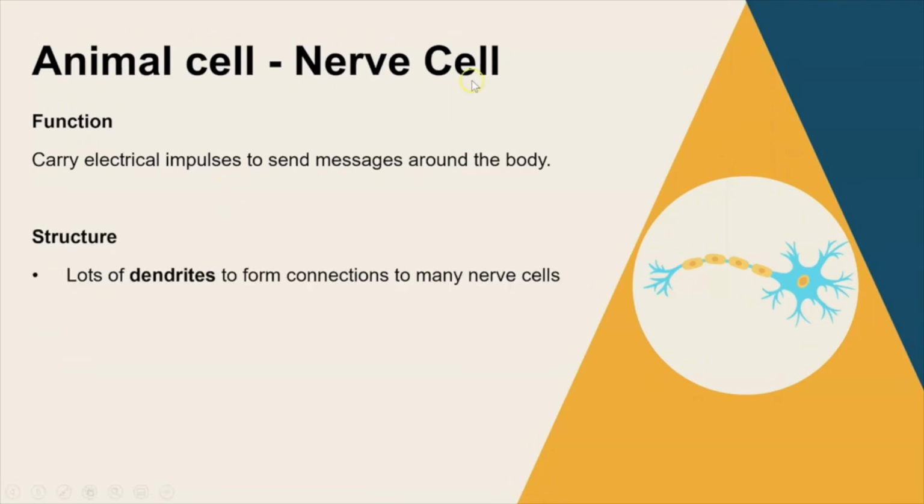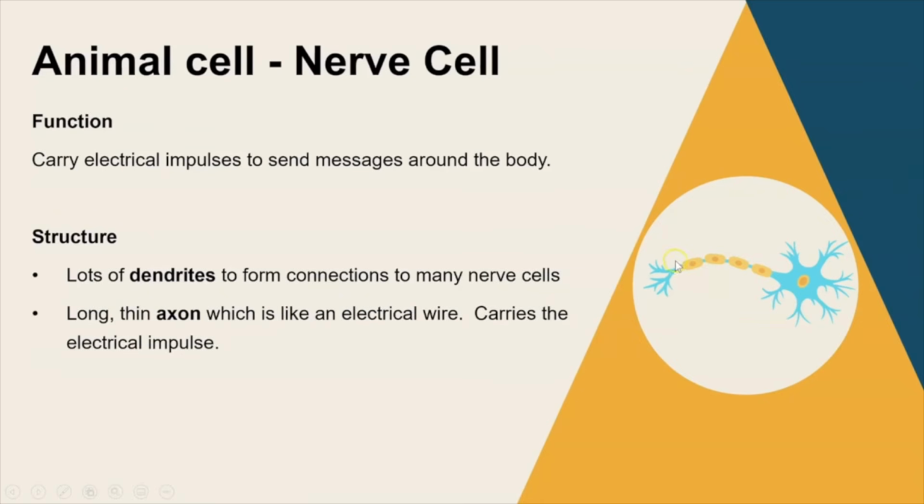The structures then are, first of all, we have lots of these dendrites, and these are the branching parts coming off the nerve cell. And there's lots of them so that they can make connections with lots of other nerve cells, so the impulse or this message can be passed around the body rapidly. The axon is this long, thin wire section, and it's a bit like an electrical wire. It carries the electrical impulse.